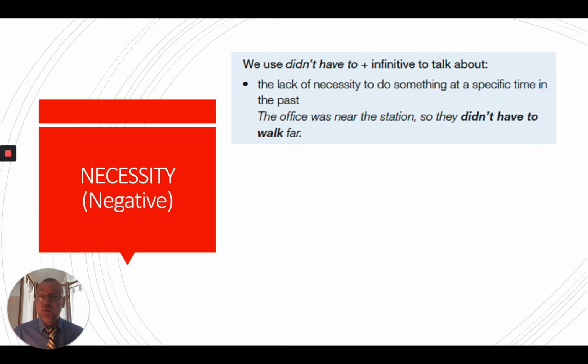Now, when we're talking about to say something wasn't necessary in the past, you didn't need to do it. It's not important, don't worry about it, let it go. We use didn't have to plus infinitive. We say that something wasn't necessary. Look at the example here, the office was near the station, so they didn't have to walk far.